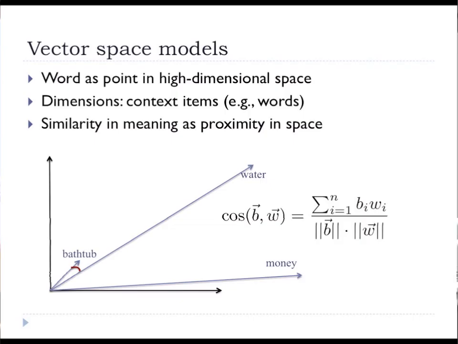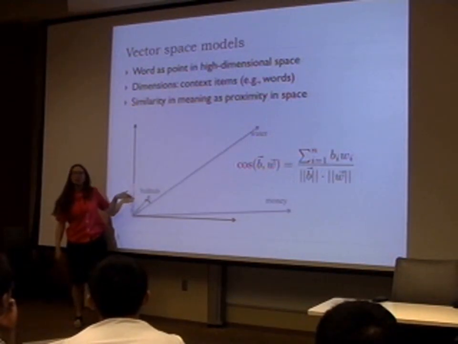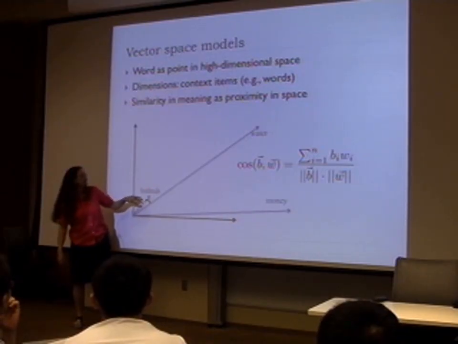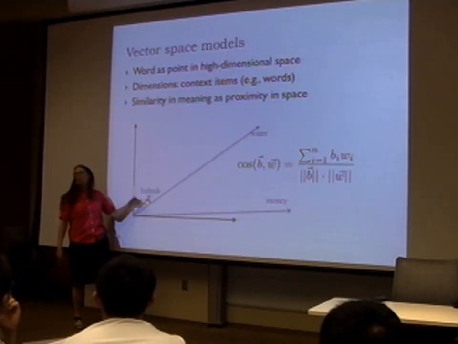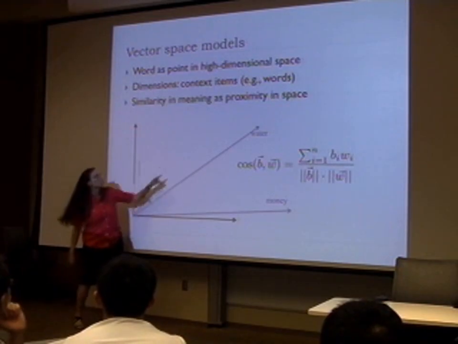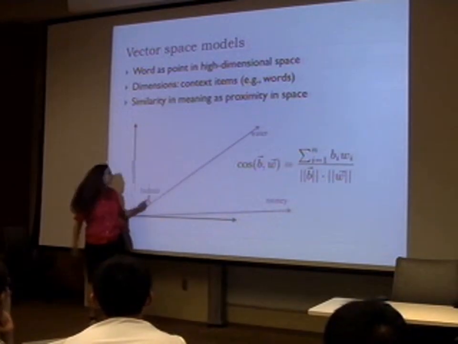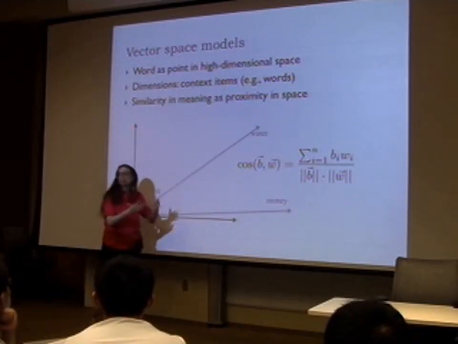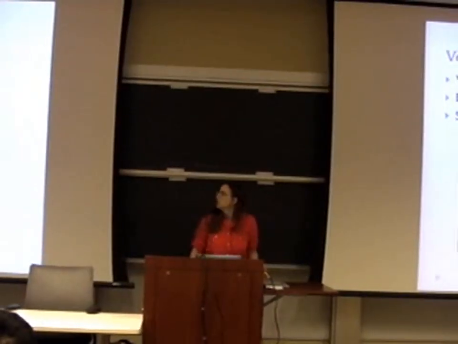One way in which we can compute this is as the cosine, which basically measures the angle between the vectors. As I sketched here, bathtub and water would be relatively similar because they tend to occur in similar contexts, even though the vector for bathtub is overall much shorter because in a large corpus, bathtub is probably going to occur less often than the word water. Whereas the word money, which also occurs a lot, like water, will be more different from bathtub just because the structure of the counts is different. It tends to occur with different types of words.